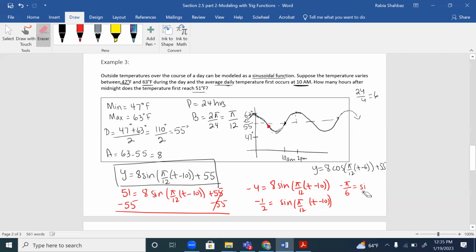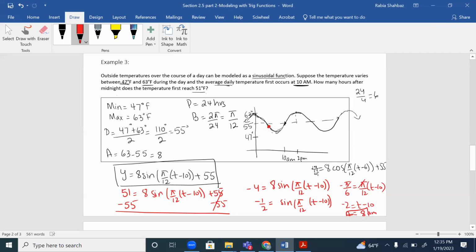I'm not going to put the sine here because sine and sine inverse on this side will just cancel out. Pi over 12 times t minus 10. Then you can cancel the pi on both sides, and times 12 will give you negative 2. So t equals 8. That means 8 a.m. is the time when it should be 51 degrees the first time after midnight.